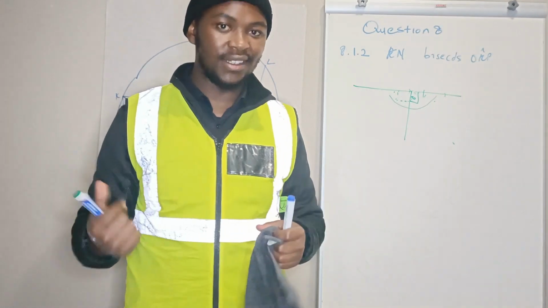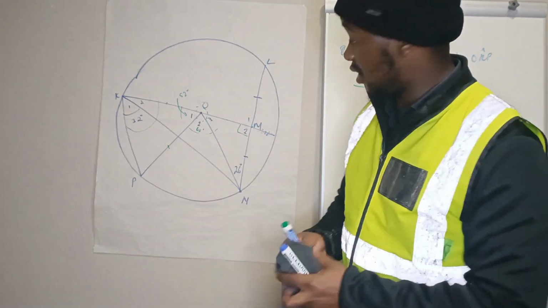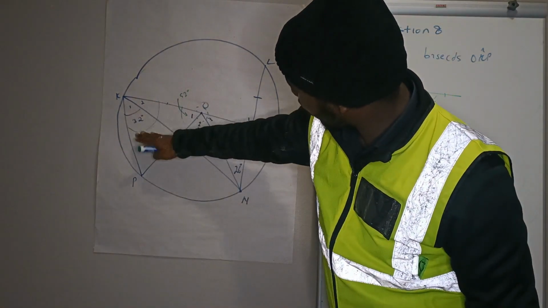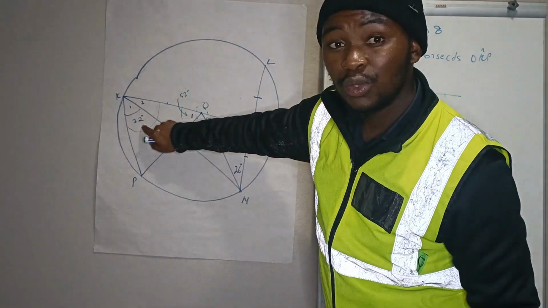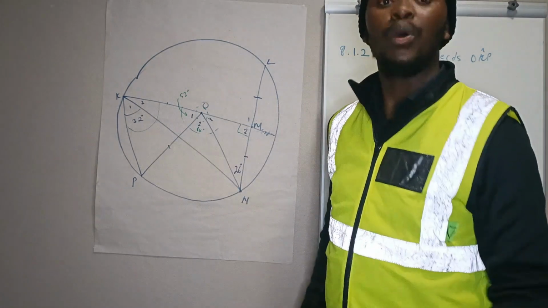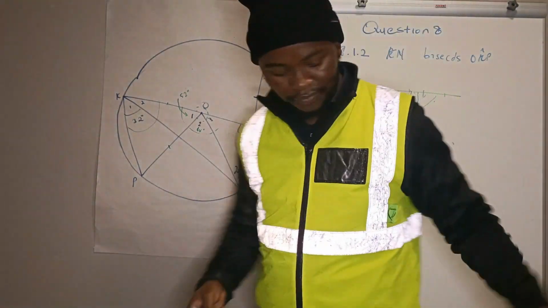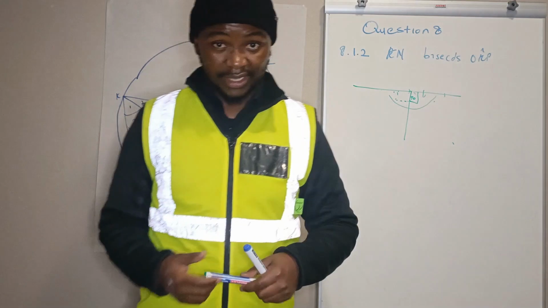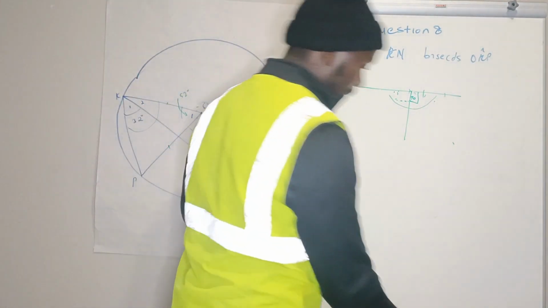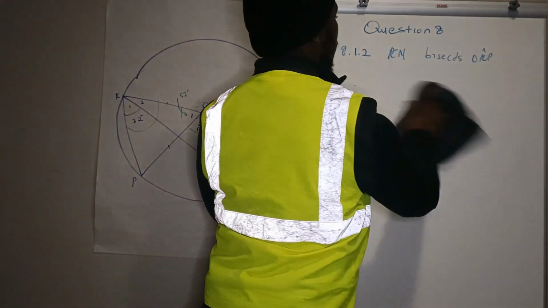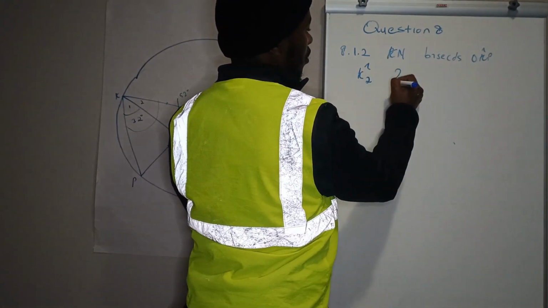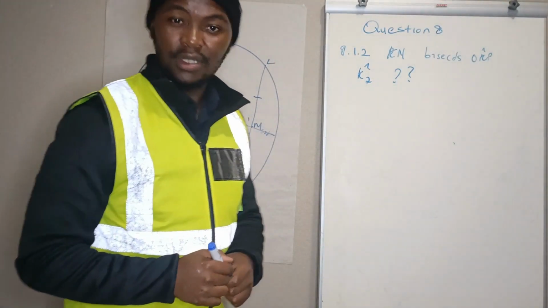What does bisect mean in this sense? Same analogy, KL bisects OKP. It means it must cut into two equal parts. We already have 32 degrees here. We need to find or prove that K2 is indeed equal to K1. How do you go about that? Same strategy. So the question is: find the value of K2. What is K2? Same approach.